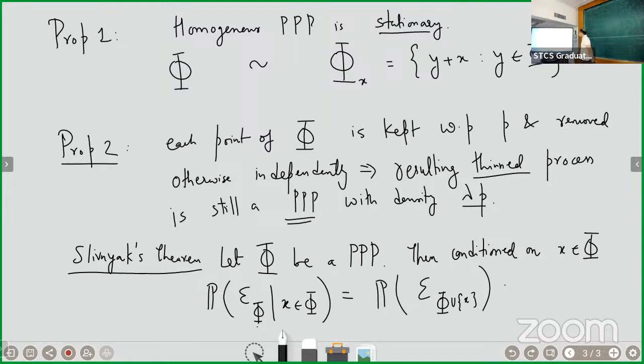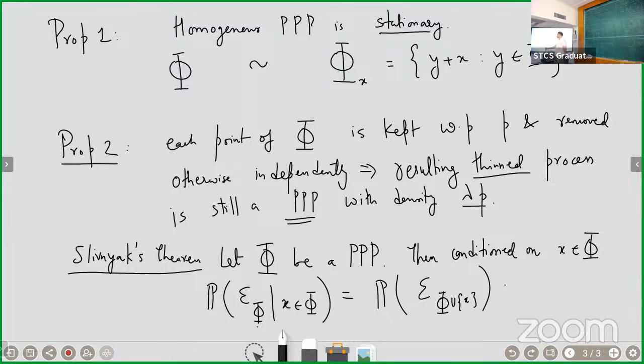X already belongs to P, right? So X in P union X is not P. This is on the left hand side. Now here, this phi doesn't have an X. We started with X belongs to P. So this is a process.